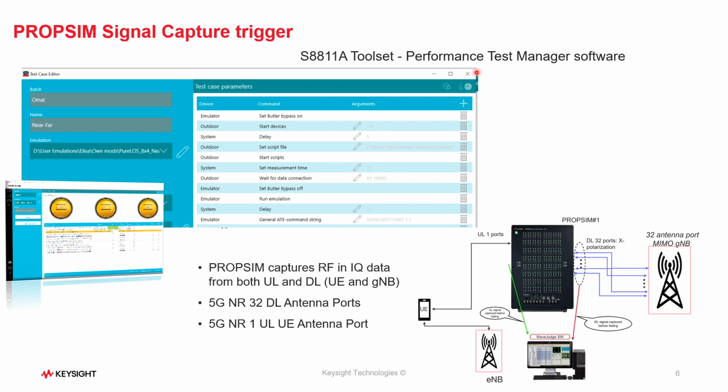Our automation software called Performance Test Manager enables the triggering of the IQ data. What I mean by triggering is that it defines the time instant from which onwards we want to capture the IQ data. This is done by defining a delay parameter in the PTM. So here it is 11 seconds. What it means is that 11 seconds after starting the emulation, the PropSim will start capturing the IQ data. So that's the PTM software, and in the next few slides we will be showing the video recording from our lab.